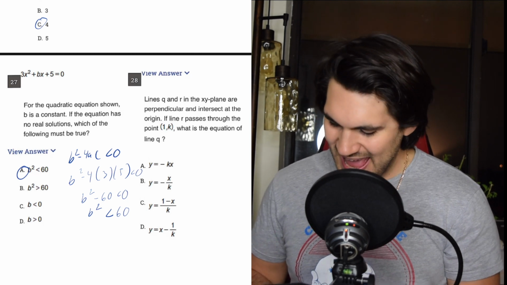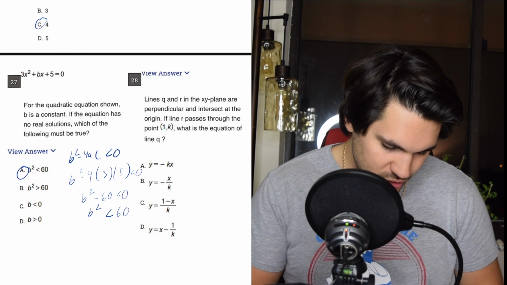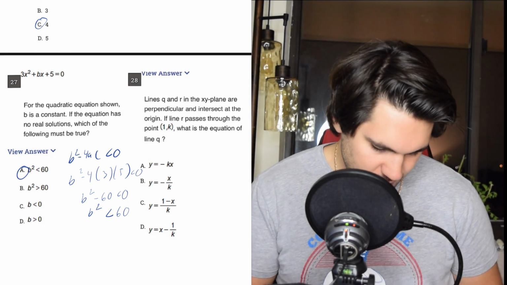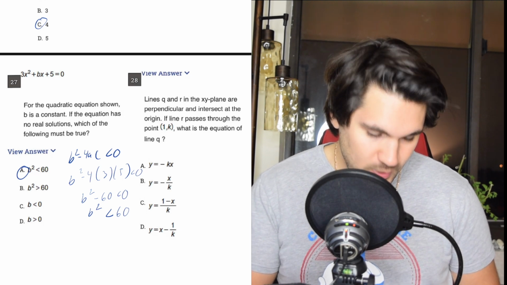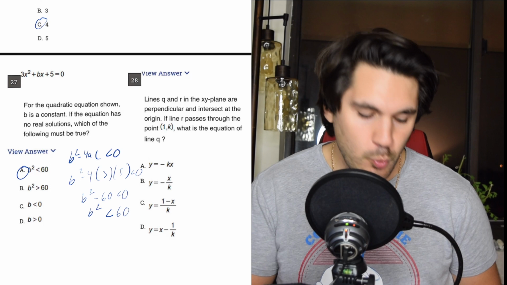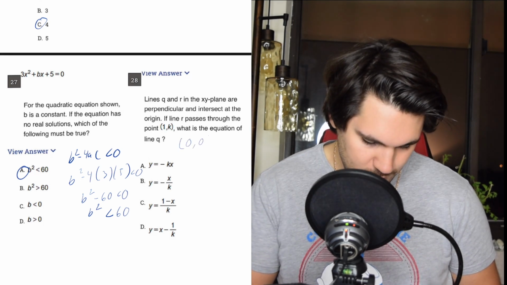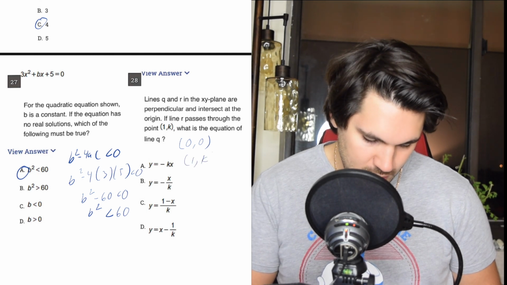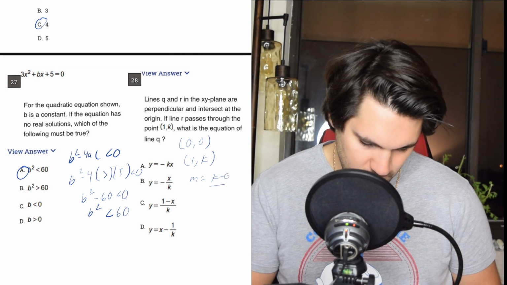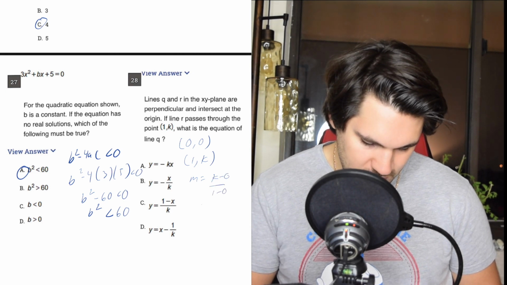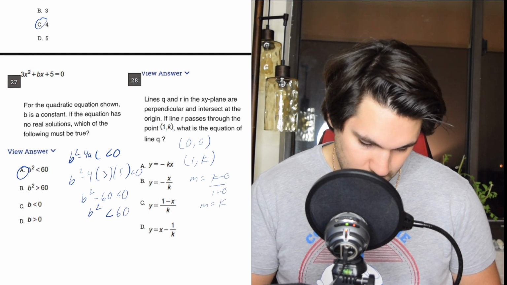Okay, number 28. Lines Q and R in the xy plane are perpendicular and intersect at the origin. And if line R passes through the point (1, k), what is the equation of line Q? Okay, so we actually know 2 points, even though it looks like we only know 1 point. We know the point, since this goes through the origin, (0, 0), and then (1, k). So we know that the slope is going to be k minus 0 over 1 minus 0. So the slope is k for line R anyway.